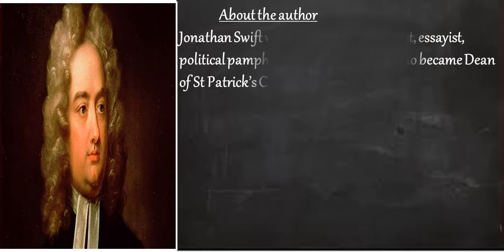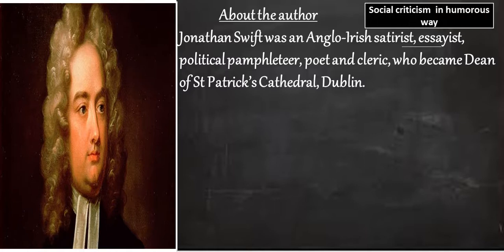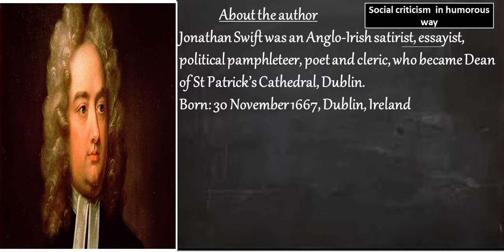Before starting the detailed explanation of the lesson, it is very important for us to know something about the author, Jonathan Swift. Jonathan Swift was an Anglo-Irish satirist. A satirist is a person who does social criticism in a humorous way. He is an essayist, political pamphleteer, poet, and cleric, who became Dean of St. Patrick's Cathedral, Dublin. He was born on 30th November 1667 in Dublin, Ireland.